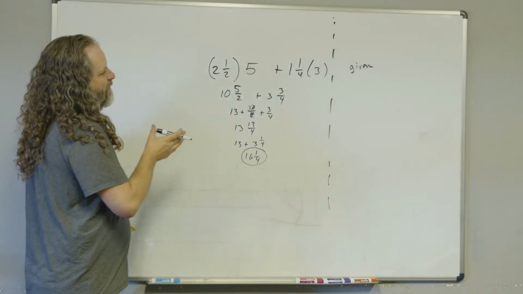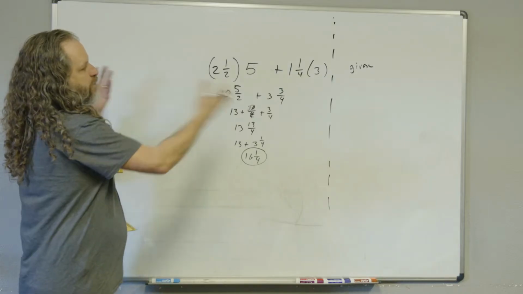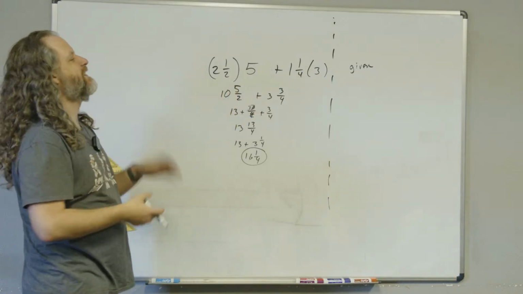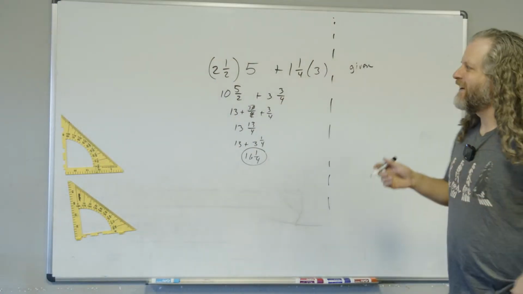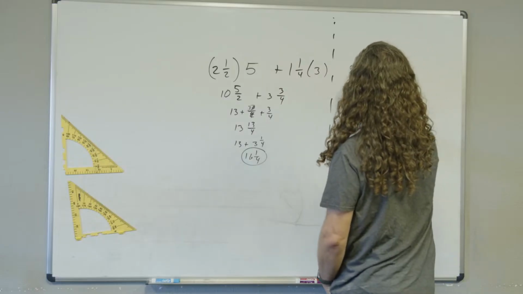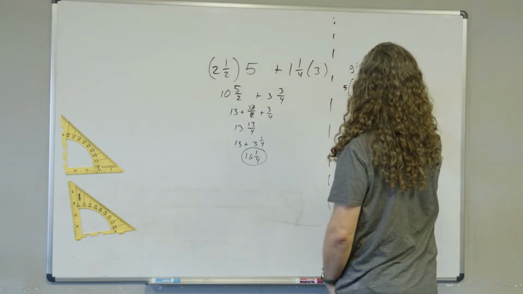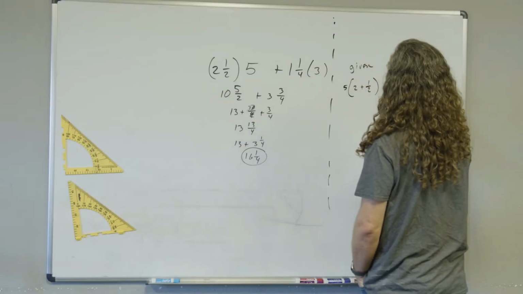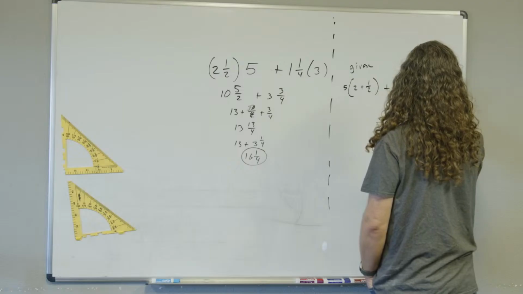Okay, so in order to do this mentally, you need to split this up into a mixed number, right? So that's what I did. I did part of that mentally, right? So we could do 5 times 2 plus 1/2 plus 3 times 1 plus 1/4.